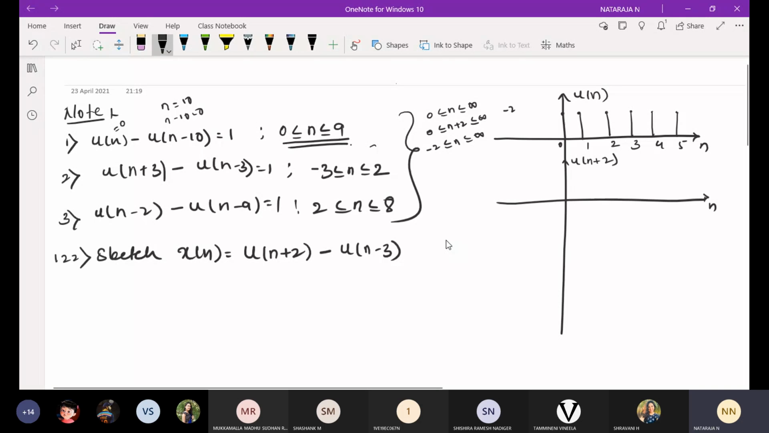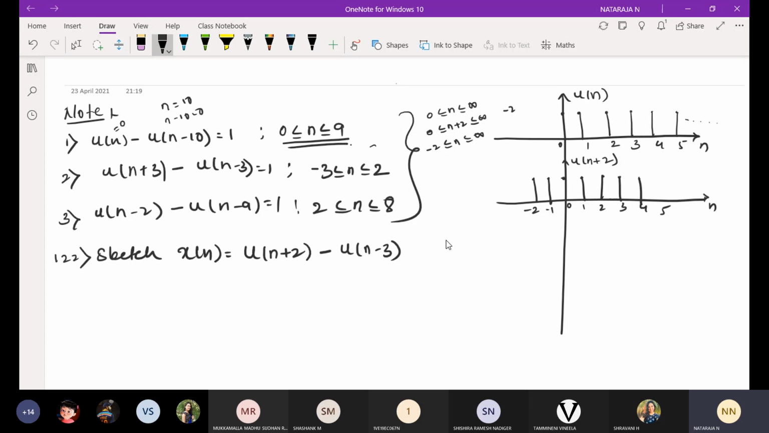Okay. Now see here, n varies from 0 to infinity. This is u of n. It will vary from 0 to infinity. I'm going to change it for n plus 2. It will be from minus 2 to infinity. Amplitude will be 1. U of n will have amplitude 1.